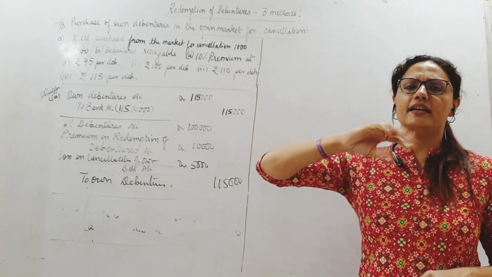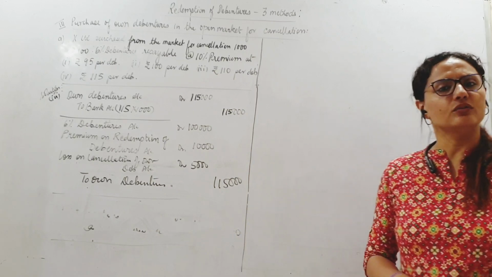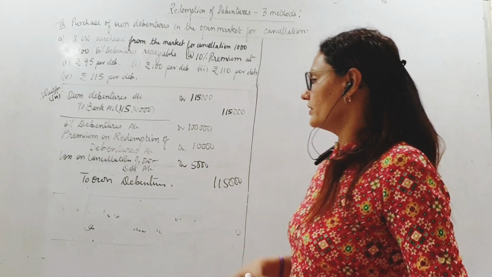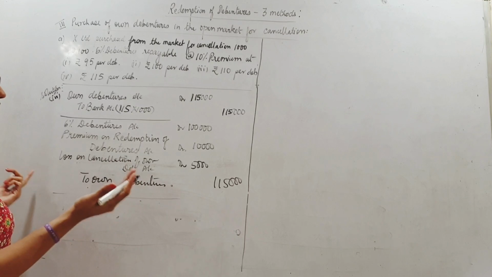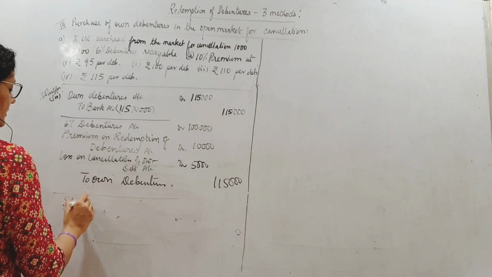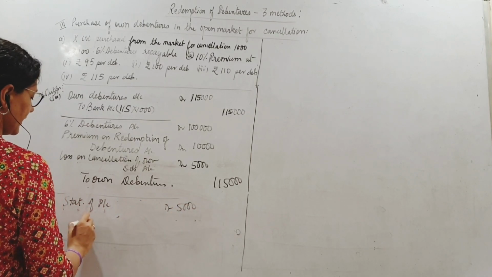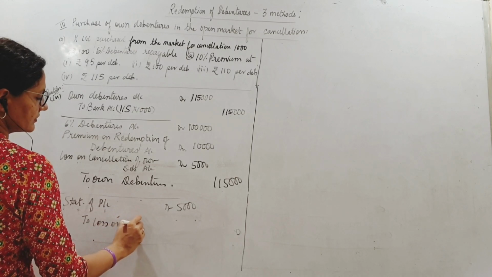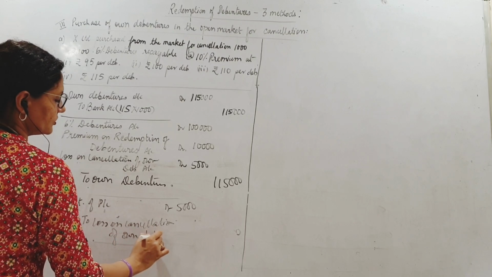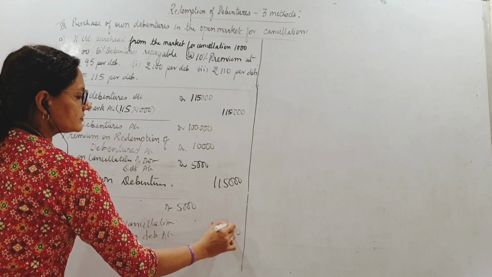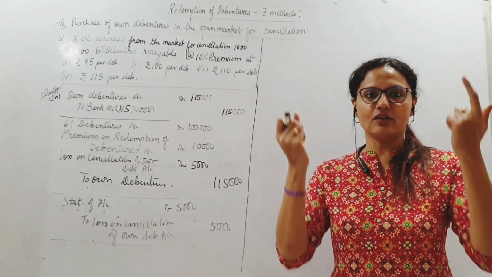So, whatever you are paying, more than 110, 111, 12, 13, 14, that will result in a loss. Clear? Now, we will have to close the loss on cancellation by crediting it. Of course, I do not have any information about capital reserve, so I debit it to statement of P&L 5,000 and I credit loss on cancellation of own debentures 5,000. Done. The premium cases are also done, like this.